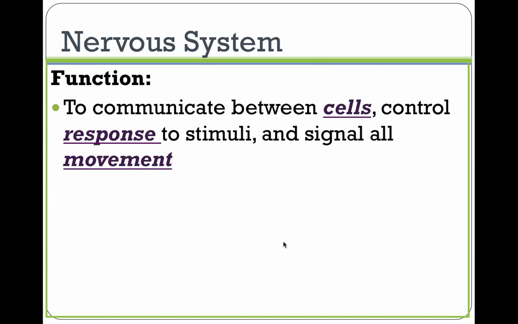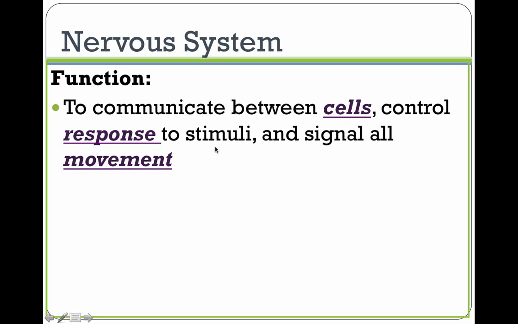The nervous system. In my opinion, this is the most interesting of all the systems because that's what I got my degree in college. The nervous system, the function is to communicate between cells, control responses to stimuli, and signal all movements. So the one thing here that might not be common sense is control response to stimuli.